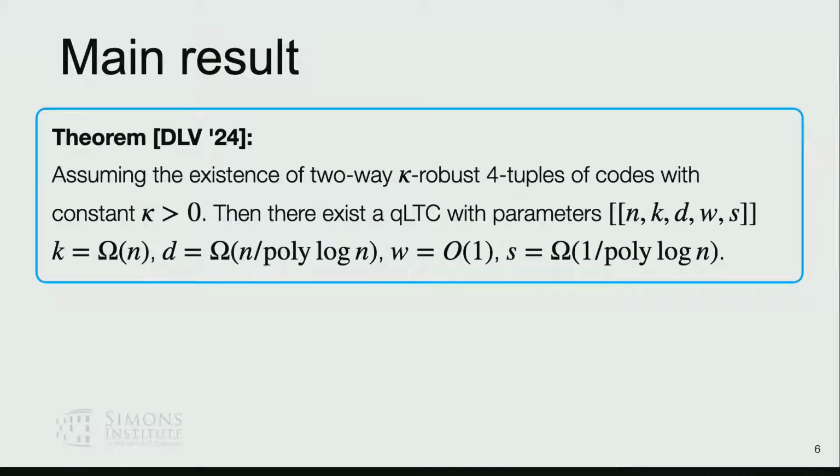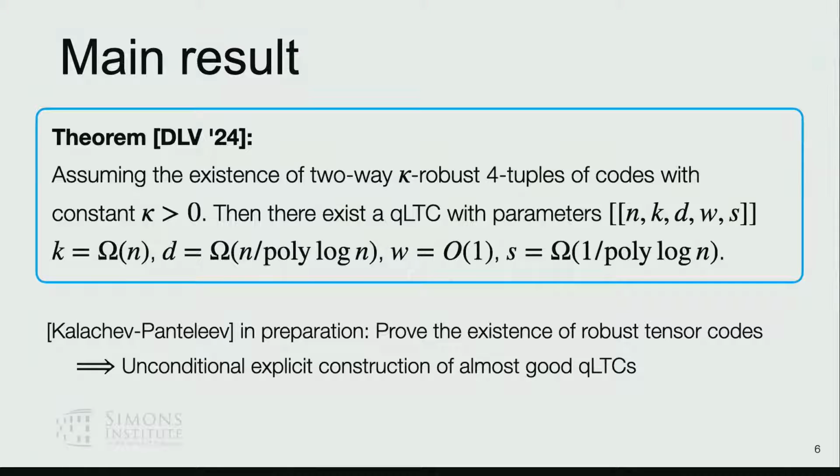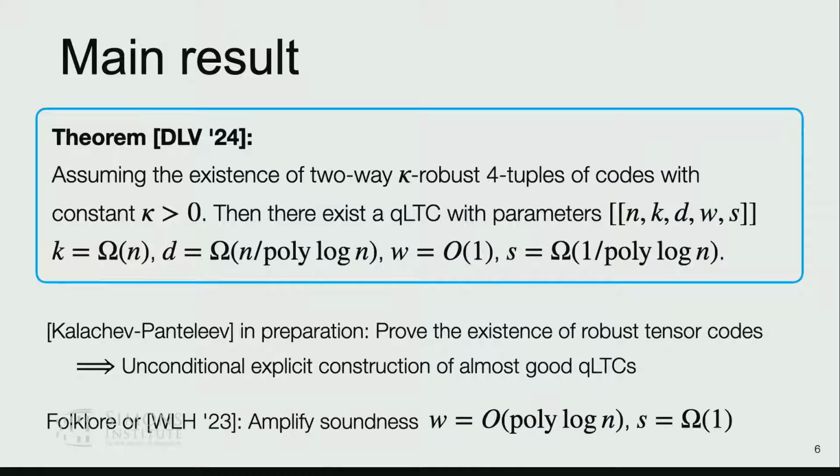Okay, so currently this theorem is conditional, but in fact there is a paper in preparation which proves the existence of such codes, and together that gives you an unconditional explicit construction of almost good quantum LTCs. For some applications, you might want constant soundness. You can also just use a standard amplification technique, similar to parallel repetition, and now you can get constant soundness at the cost of the weight.